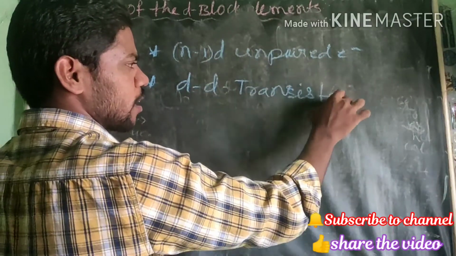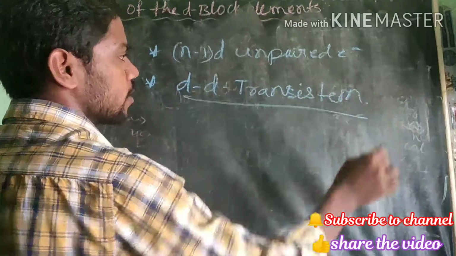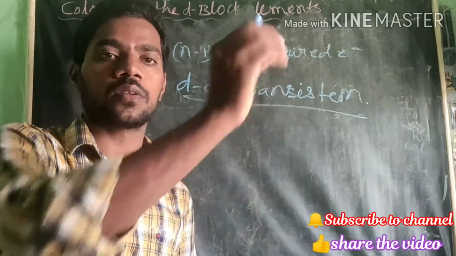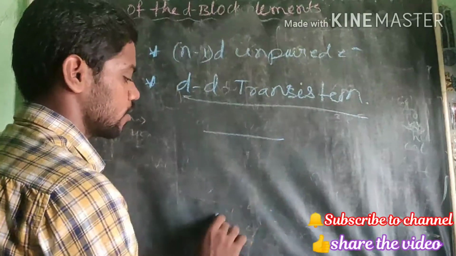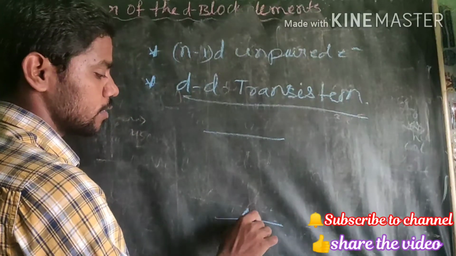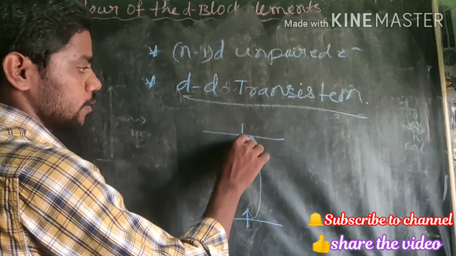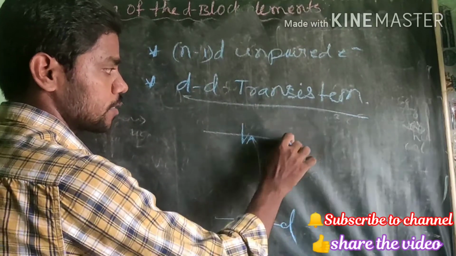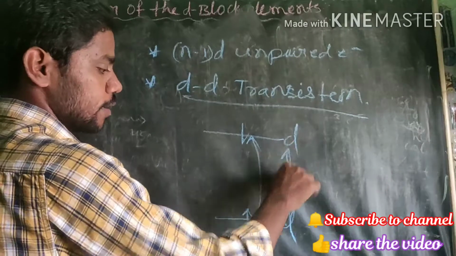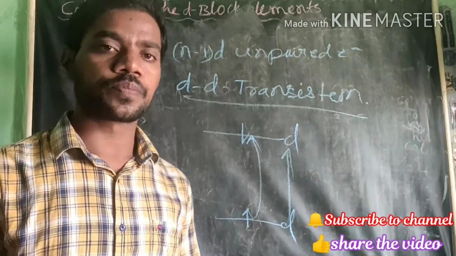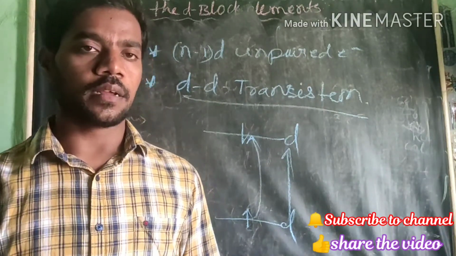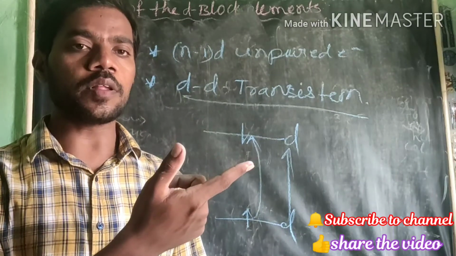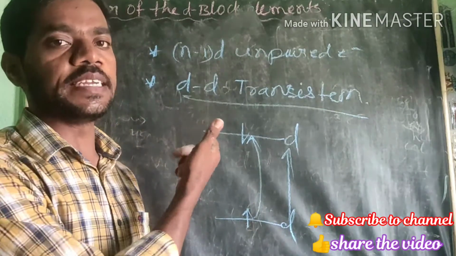This is very important. I will explain this d-d transition. The d-d transition is very simple. The electrons in the lower energy state jump to the higher energy state, as I just explained. Therefore, electrons in a d orbital jump to another d orbital, and so it is called d-d transition. Very simple. The color of a compound is because of n-1 d unpaired electrons, and one more reason is d-d transition.